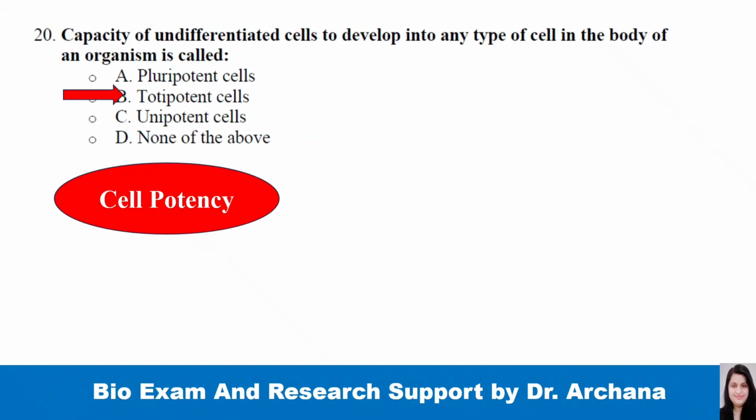Now the next question is the capacity of undifferentiated cells to develop into any type of cell in the body of an organism is called. It is the process of totipotency, and it is called totipotent cells that can develop into any cell type of the body, and extra embryonic tissues like placenta as well. So they have the highest development potential, while other options pluripotent and unipotent can form less. Pluripotent can form almost all body cells but not placenta, and unipotent can form only one cell type. So here the answer will be totipotent cell.